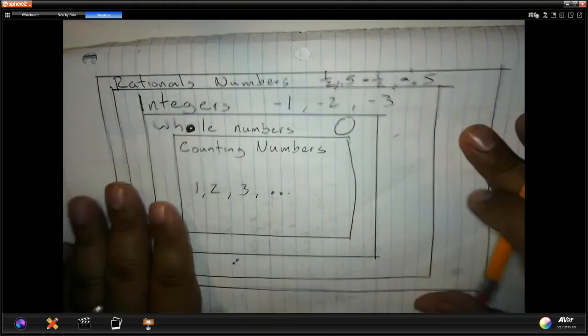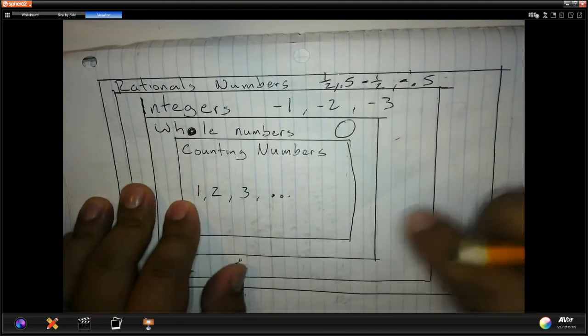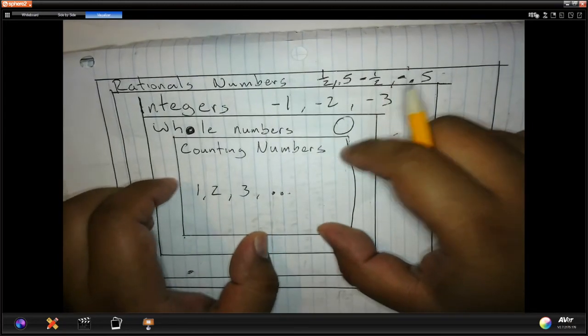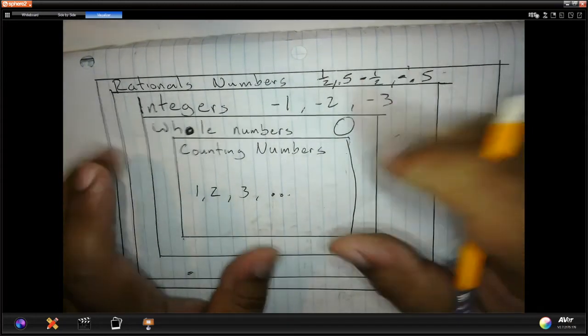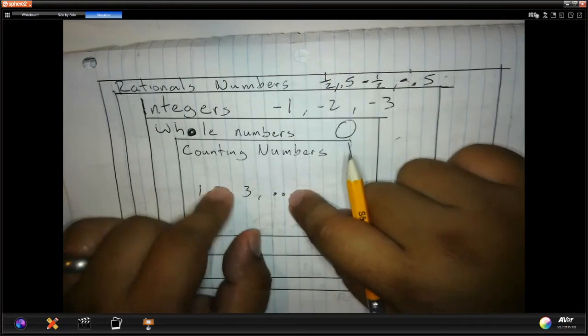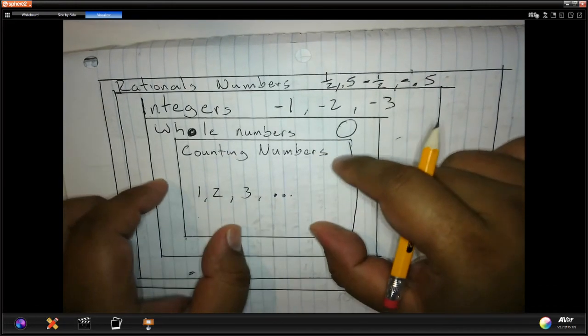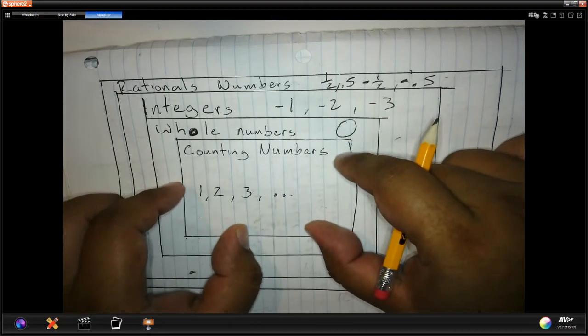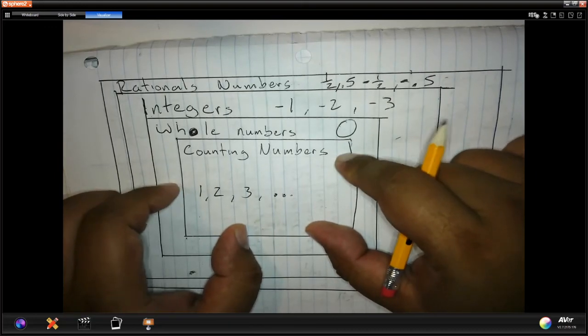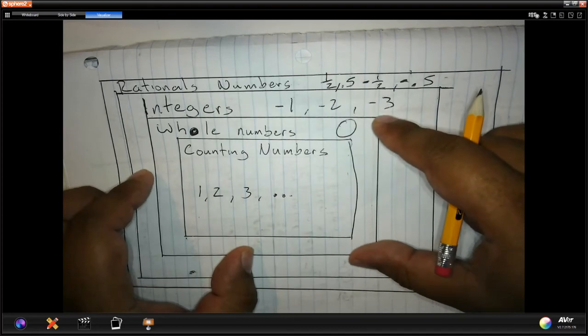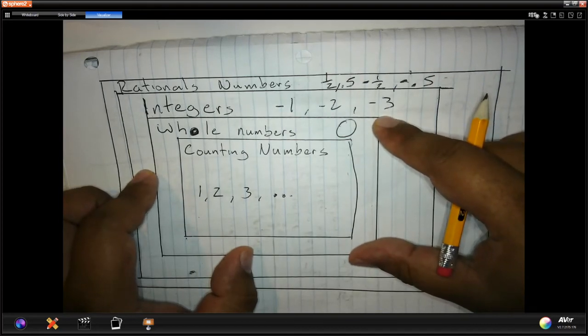So now we can add our different definitions. So remember, we started with our smallest numbers, or our smallest definition had the least numbers. We started with the counting numbers. So we had 1, 2, 3, and so on. So that goes in this tiny box in the middle. And then we had to add 0. So our box expanded. We are now including 0. So now we have our whole numbers.